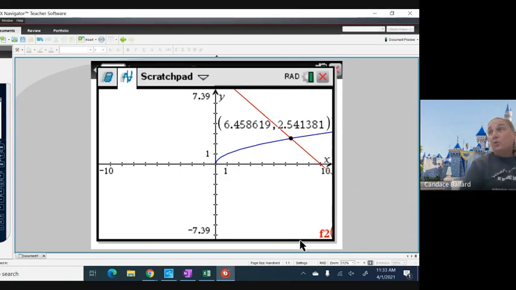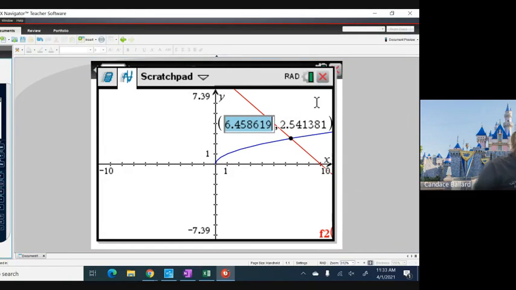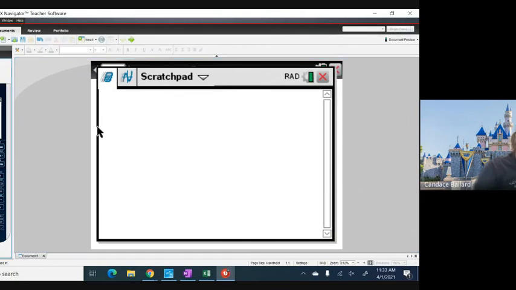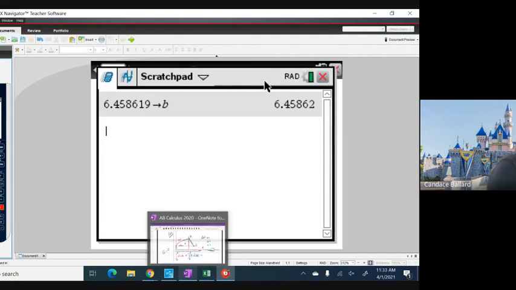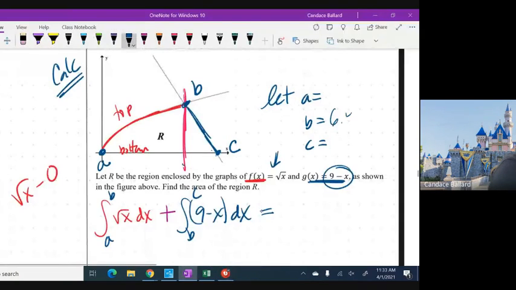That's actually what we called our B value, right? So I'm going to store that one in B. I kind of did that one first. So Control C, come back to my calculator page, Control V, and then Control var, and B is what we wanted. At the same time, I'm going to write that down, 6.45862.